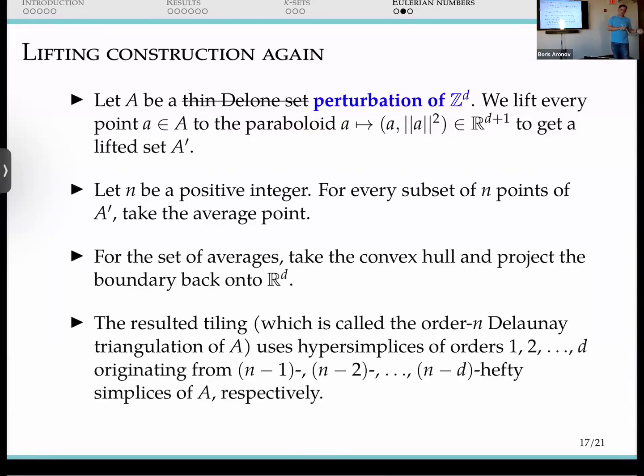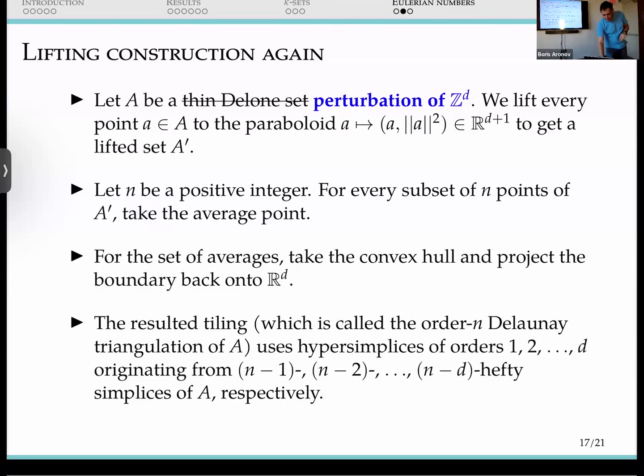And the standard Delaunay triangulation tells you information about which original points are closer to the given one. So this triangulation tells you which n of the original points are closer to the given one. Not precisely, but it's related to that. And the worst part of that is it's not really a triangulation, because it doesn't use simplices, it uses hypersimplices.